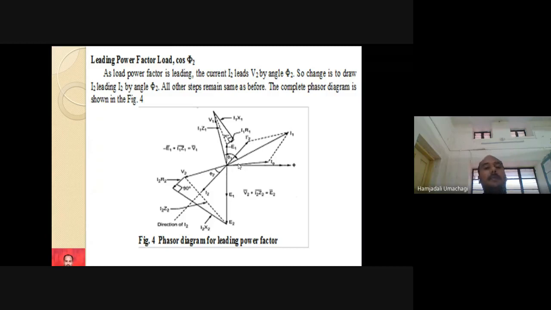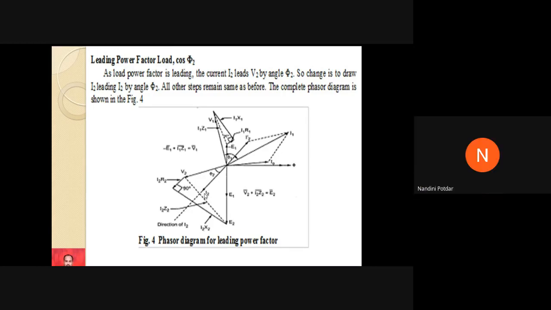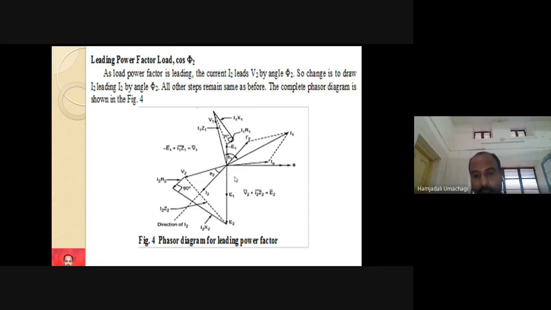Then the last case is what if the connected load is capacitive? If it is capacitive, what will be the relationship between voltage and current? Does the current lead the voltage or lag? Current leads the voltage. Now let us see the things step by step. First step: take flux phi as reference. Then E1 lags phi by an angle of 90 degrees. E1 and E2 are in phase. Take the antiphase of E1, that is minus E1. Till here it is common.